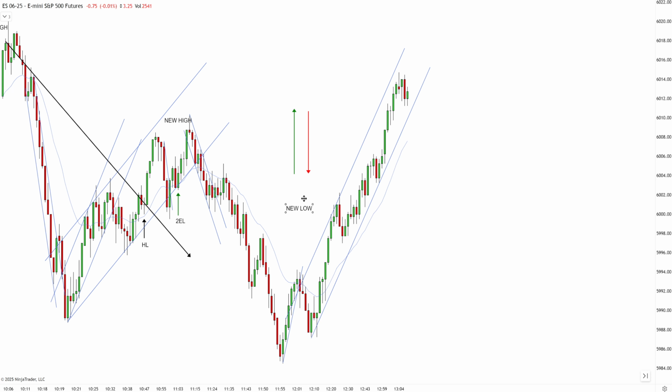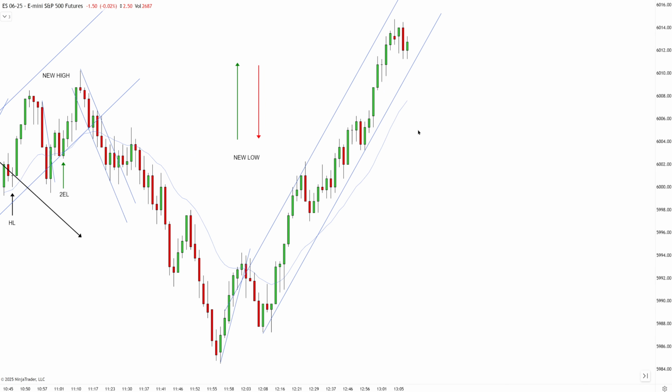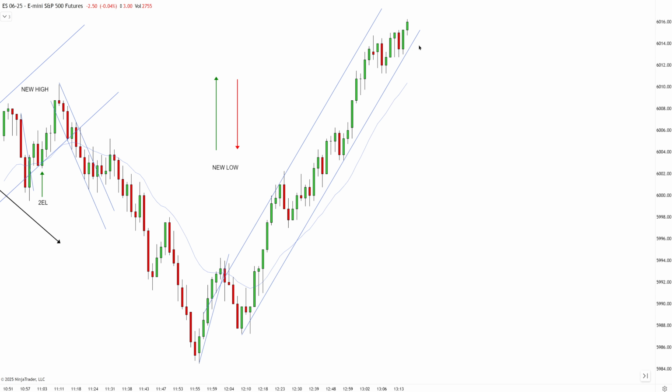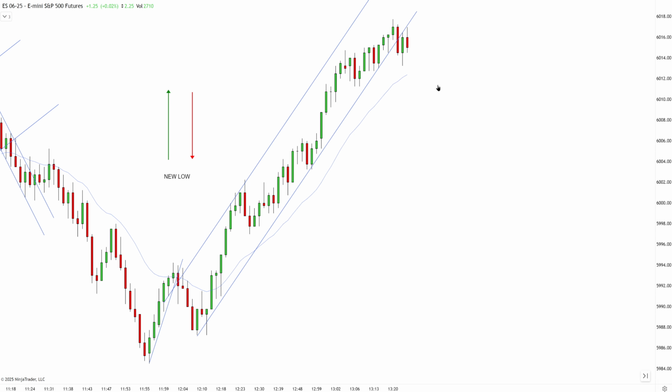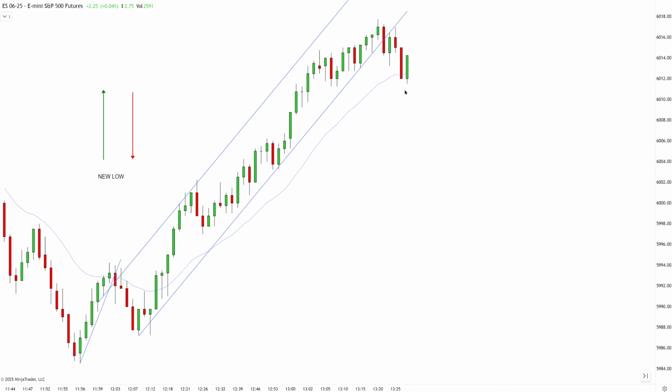So I like to see second entry long now at the EMA. I like to see second entry long at the EMA because this uptrend is in play. This is what's getting my attention. I simply have to follow the most recent structure, which is bullish. Can I get a second entry long? I have a second entry long here, which looks great.